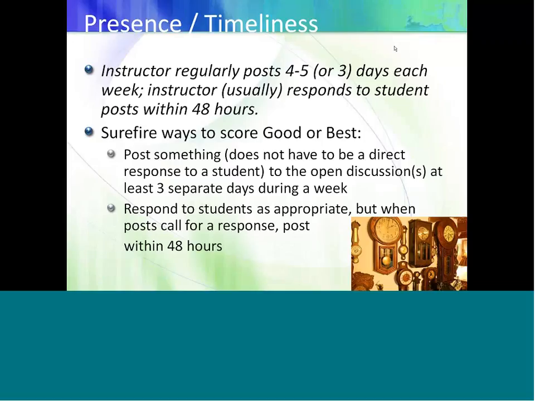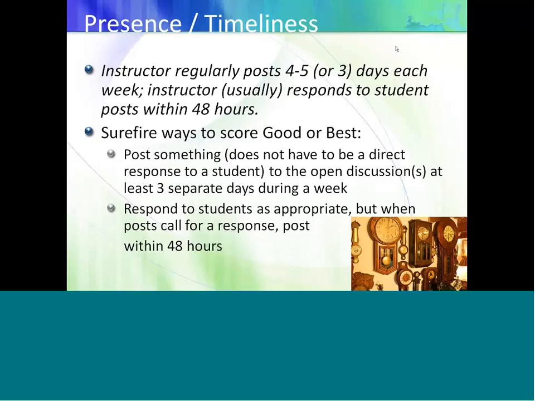And some of the ways to ensure good performance in these particular categories, one would be to make sure you post something at least 3 separate days during a week. And I'll give just an extreme example here in order to make a point. Let's say I have a discussion that starts on Monday. I could go in on Monday and make a post that says something like, this will be a good discussion, this is a great topic, and I look forward to your input.